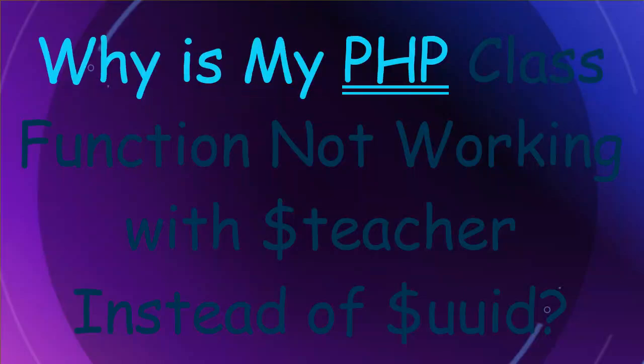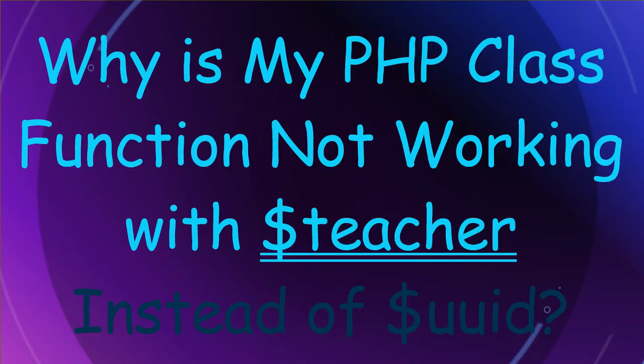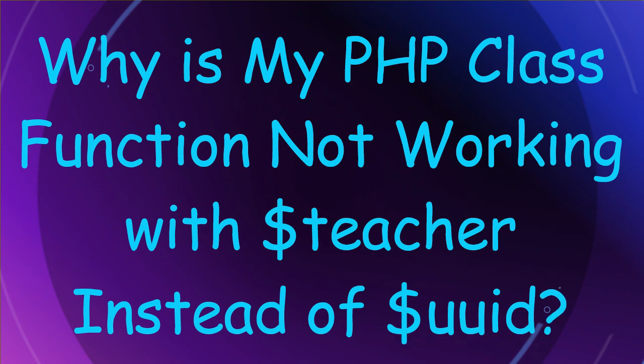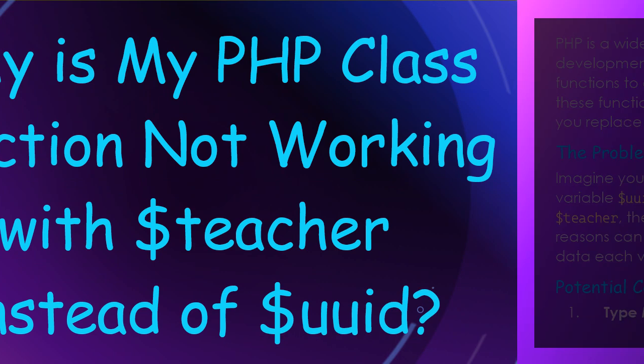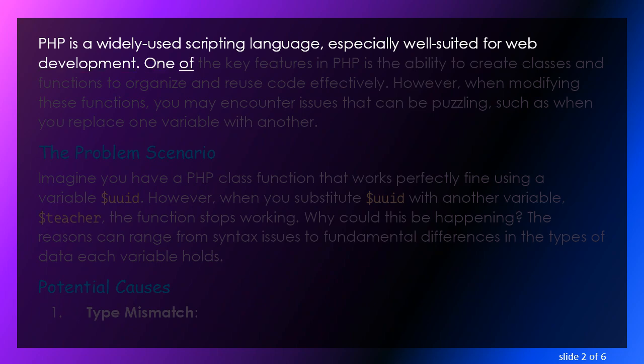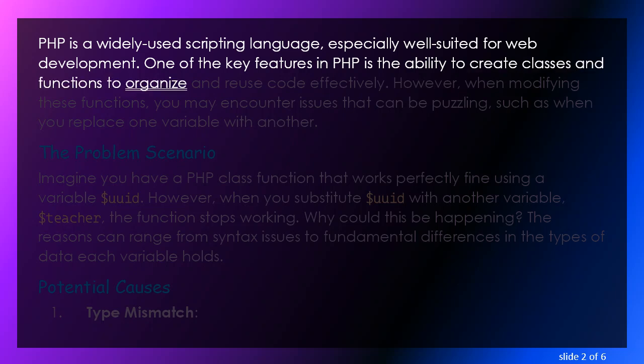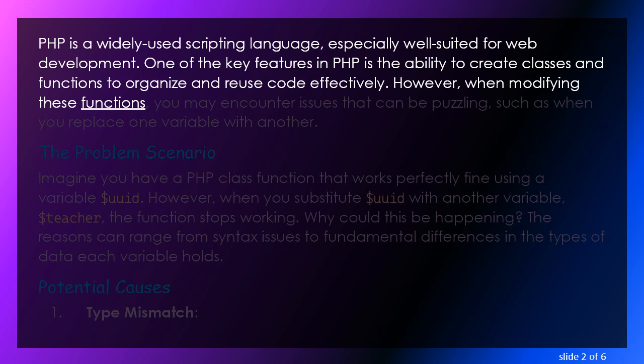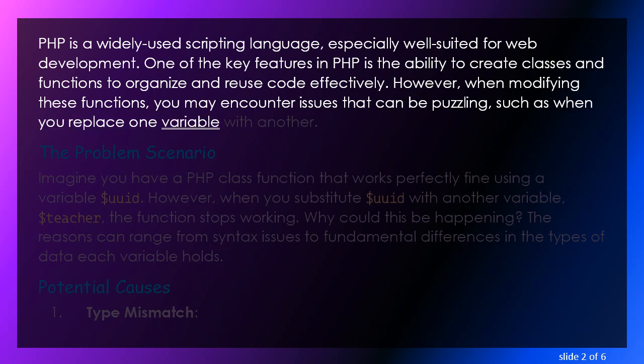Why is my PHP class function not working with $teacher instead of $uuid? PHP is a widely used scripting language, especially well-suited for web development. One of the key features in PHP is the ability to create classes and functions to organize and reuse code effectively. However, when modifying these functions, you may encounter issues that can be puzzling, such as when you replace one variable with another.